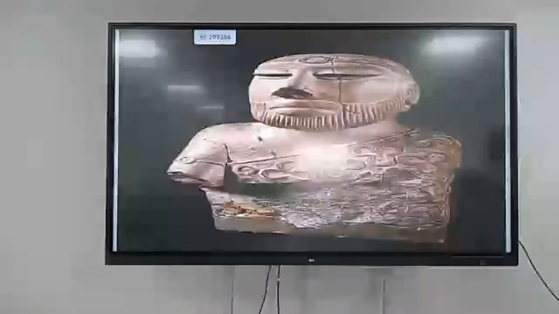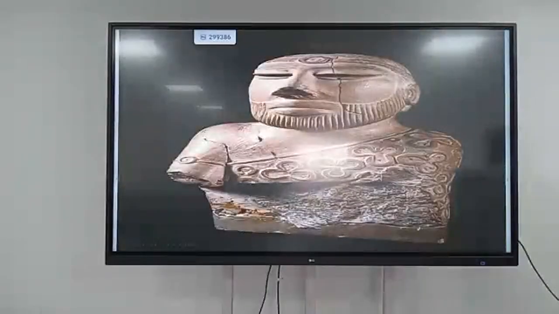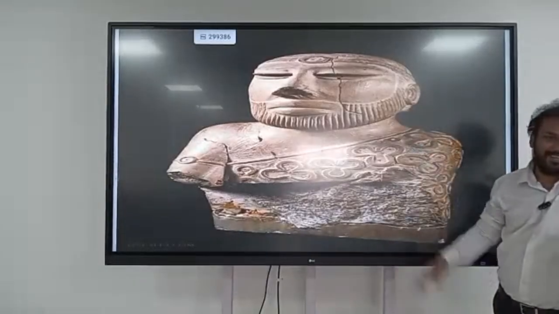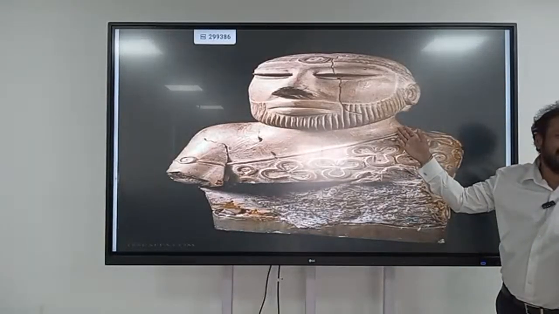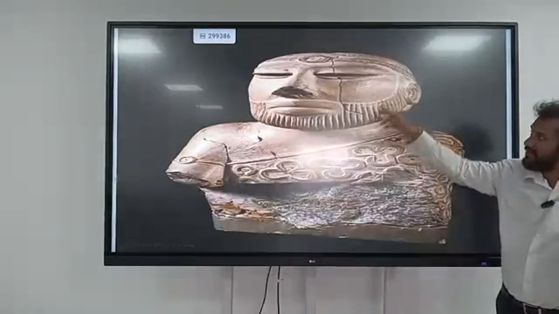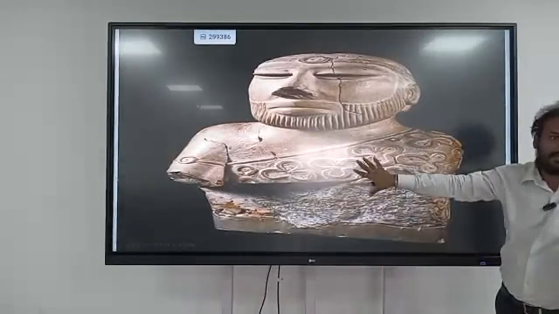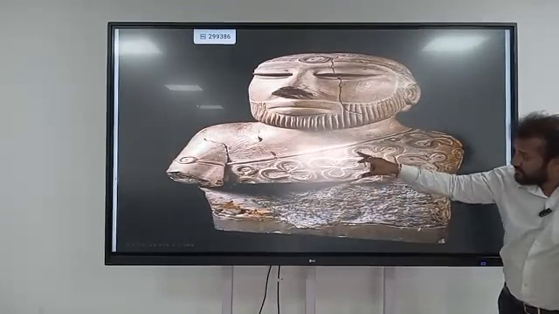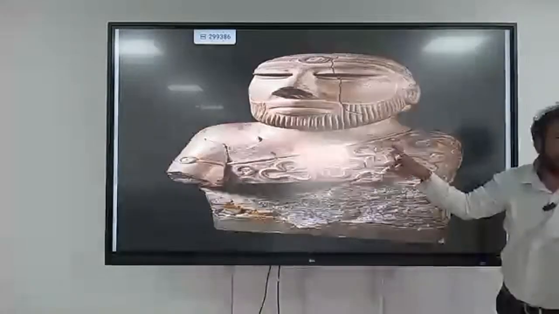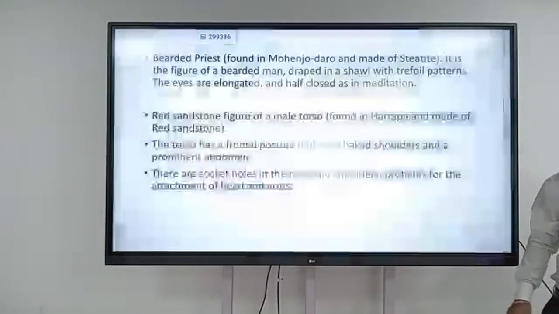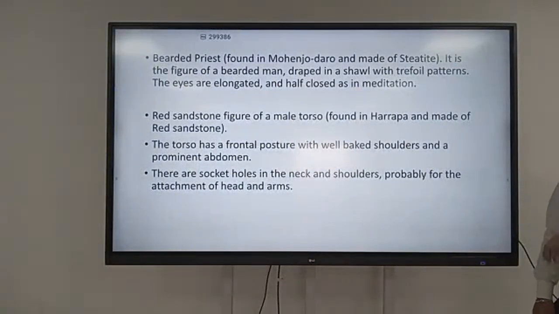Then apart from this, they also found the bearded priest. See, a perfect beard shape is there. Half of the eyes are closed, and he wore a shawl. A design is also there in the shawl. You can check. So that is also an example of terracotta.